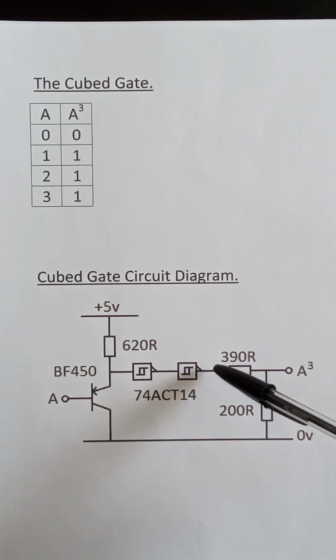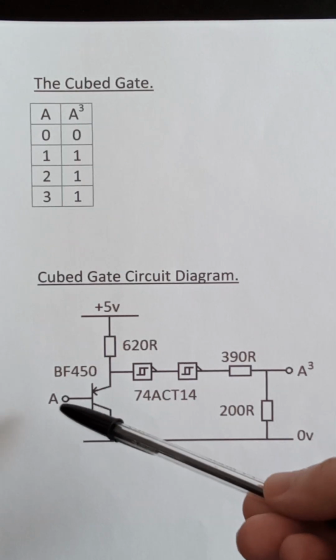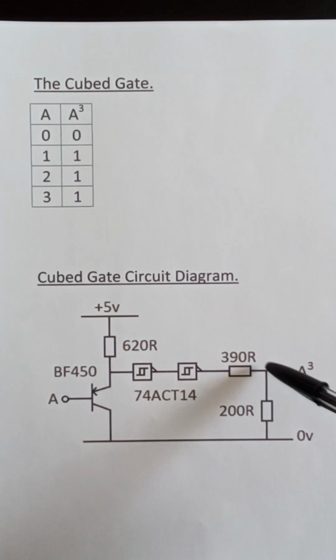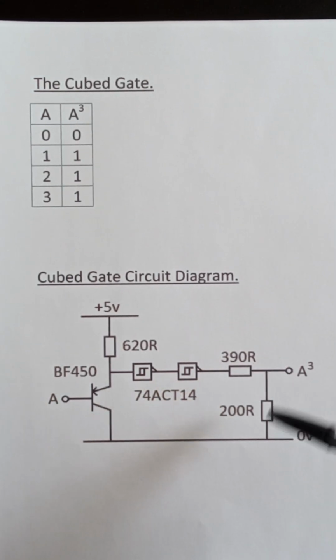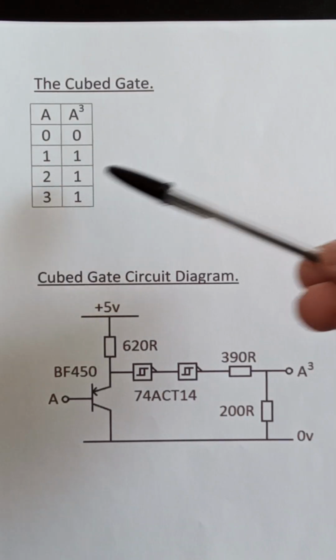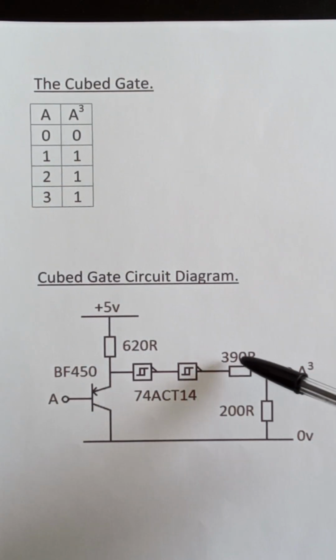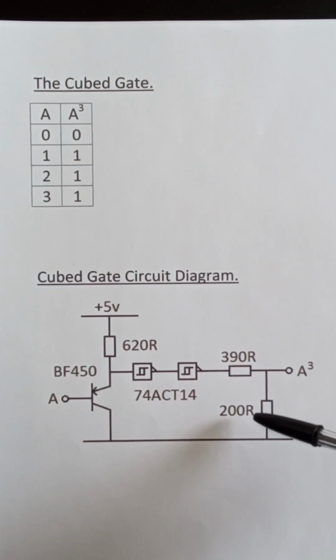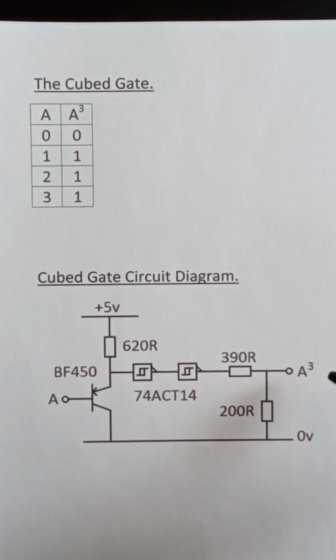This will switch to 5 volts when A is above quaternary logic 0, and the resistors knock it down to a quaternary logic 1 voltage. So this is a 390 ohm resistor and this is a 200 ohm resistor. So that's the output A cubed.